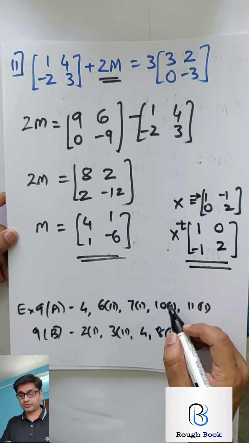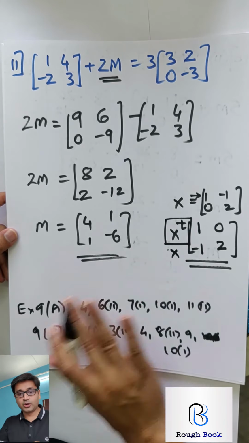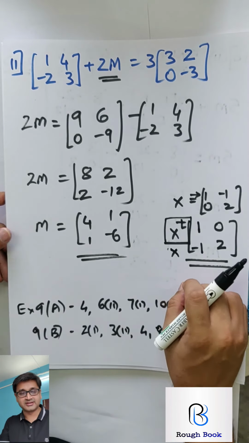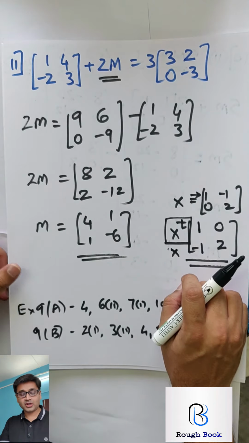This is called transpose. But transpose as per the board syllabus is not there. So I really don't want you to get into it. So some sums based on transpose are there in both the exercises. Ignore them. Don't bother about it. Is that very clear? Okay, great job.